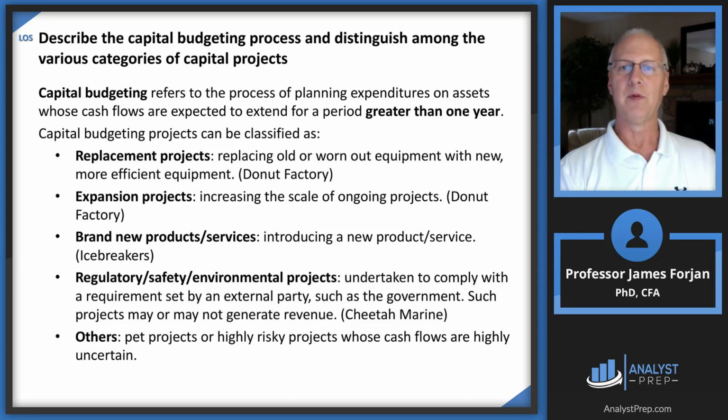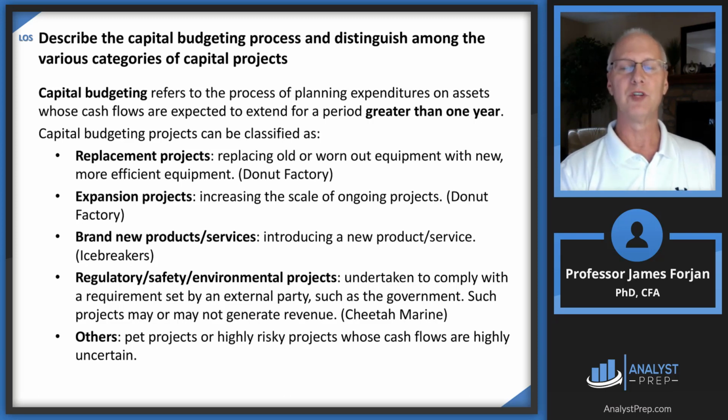And originally, people thought, what does Milton Hershey know about fresh breath? What do they know about sugar and peppermint and all that stuff? But interestingly enough, what's happened over the last 20 years is that Icebreakers has become its own brand name. So this is a great example of a successful launch of a new product line. How about some regulatory or safety or environmental projects? These are projects to comply with requirements set by an external party, such as a government. They may or may not generate revenue.